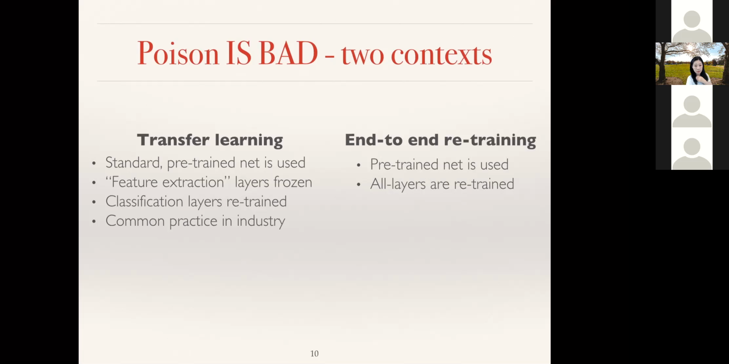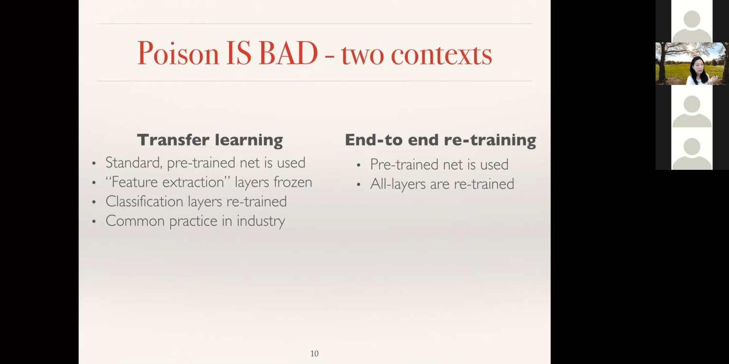It's very common in industry because these networks are just very difficult to train. And sometimes you don't have enough data to train them. So it is very common in a transfer learning scenario that you freeze the feature extraction layers. I'll explain what that is soon, and then just retrain the classification layer.